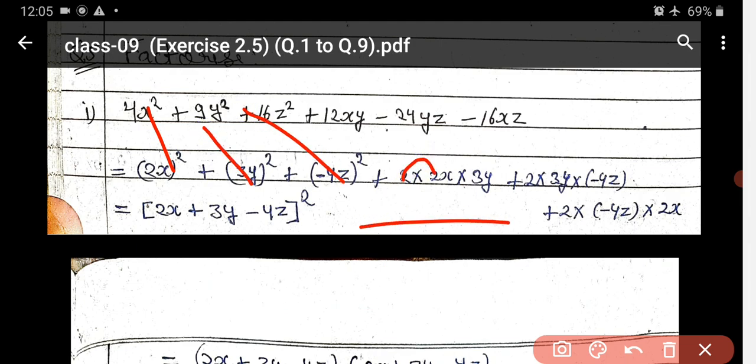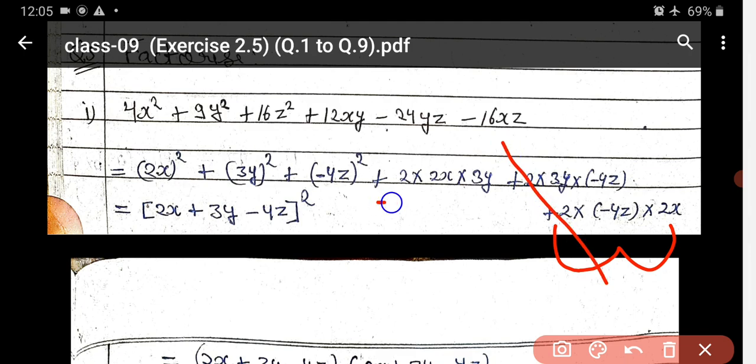Now just check that part. 2 2s are 4, 4 3s are 12, it becomes 12xy, correct? Now 3 2s are 6, 6 4s are 24, it becomes minus 24yz, correct? Now 4 2s are 8, 8 2s are 16, it becomes 16xz. So all of them are correct.